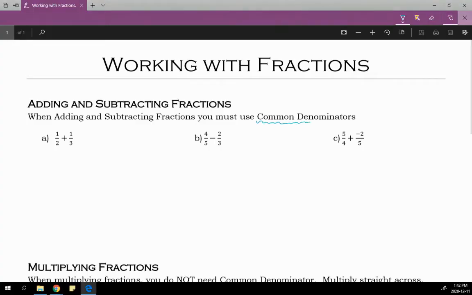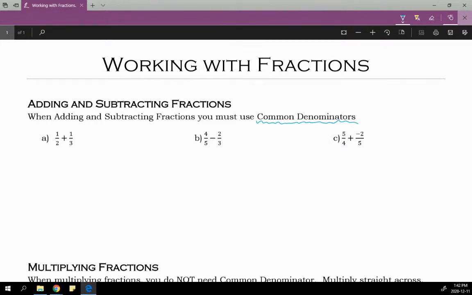All right, and if fractions is something that you struggle with, check out my previous video on just the basics of working with fractions. So let's look at example number 1. If we're going to add and subtract fractions, we need to use common denominators. So that means that we want our denominators to be the same.